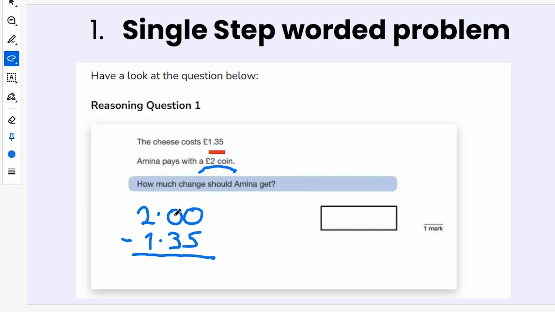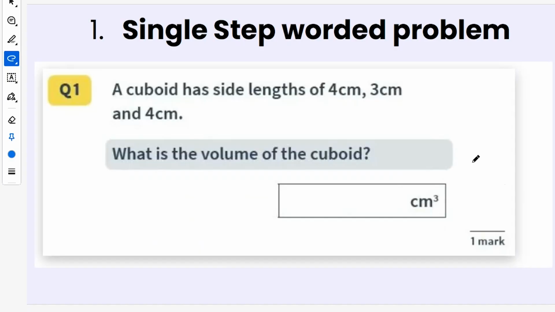So straight away, I can't take away here because these are too small. So I'm going to borrow from the 2. That becomes 1. That becomes 10, which becomes 9. And that becomes 10. So now I can solve this. 10 take away 5 is 5. 9 take away 3 is 6. And then 1 take away 1 is 0. Leaving us with a final answer of 0.65 or 65 pence. So this is an example of a single step worded problem, the first type of reasoning question that could come up. Here are some similar questions.